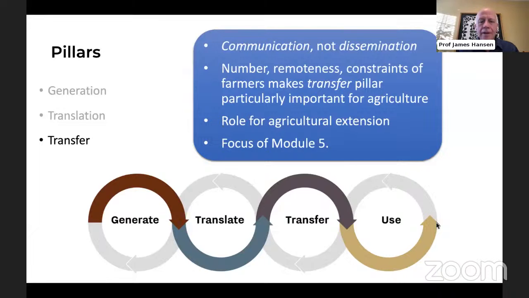Transfer. I'm not exactly sure why the Climate Services Partnership selected transfer instead of communication, but this is really about communication, how to get the information from the information providers to the final decision makers. So I want to first emphasize that this is not about dissemination.